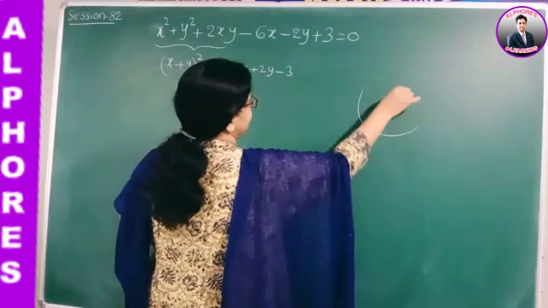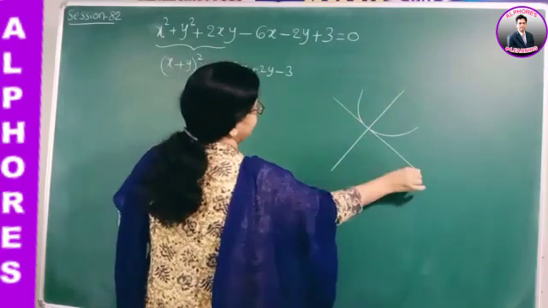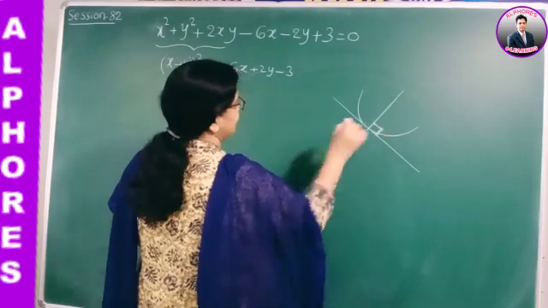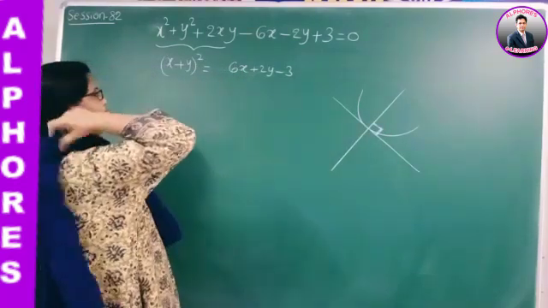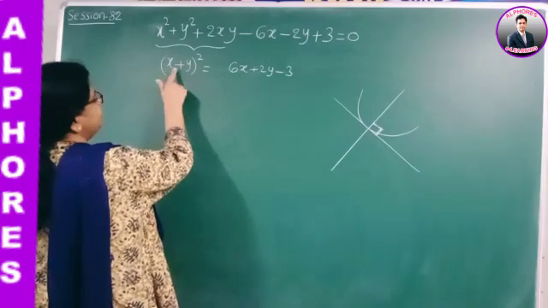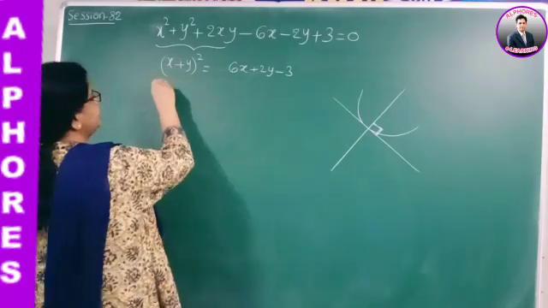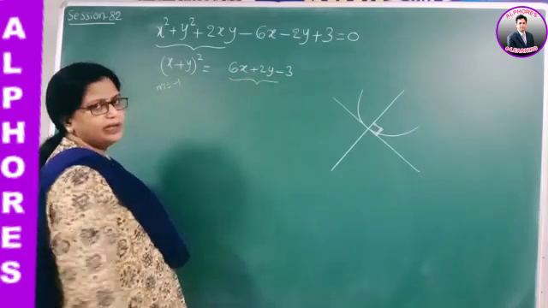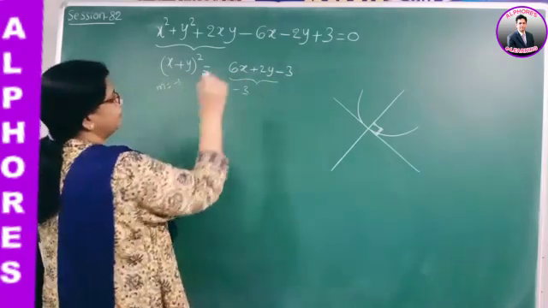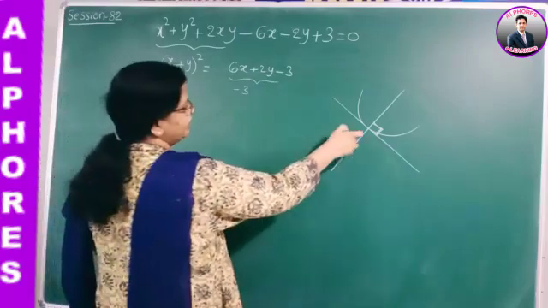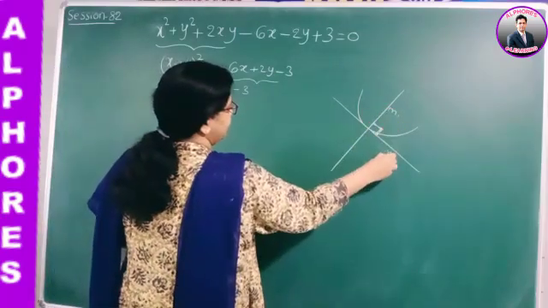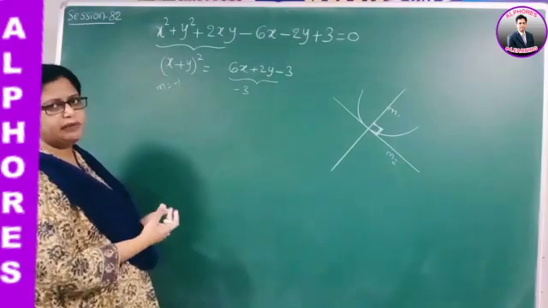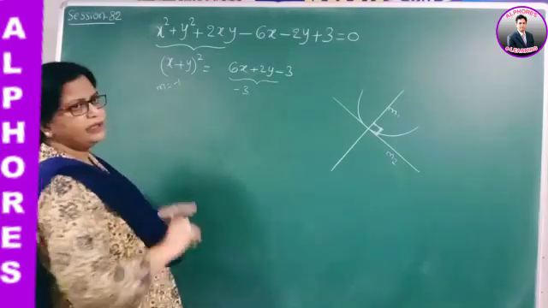If this is the axis of the parabola and this one is the tangent at vertex, then these two lines must cut at right angle. But here, how is the slope of the axis? It is minus 1. And the slope here is minus 3, right? That means the product of slopes we are not able to get as minus 1. That doesn't mean this equation is not representing a parabola. No, it is representing a parabola.